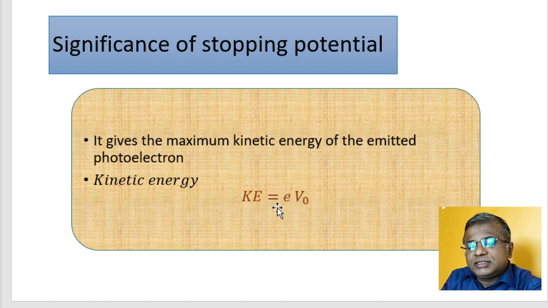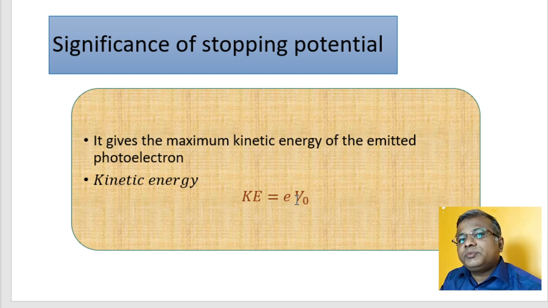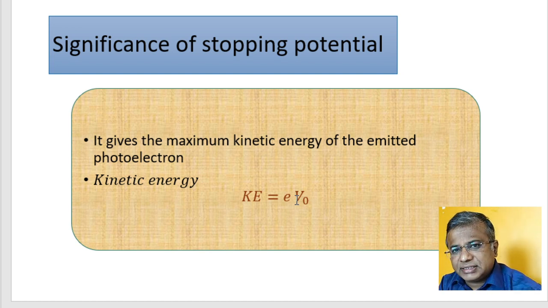This formula is very important: kinetic energy is equal to e times V naught, where e is the charge of the electron. So indirectly, if the stopping potential is more, it means the electron has more kinetic energy. If the stopping potential is less, it means the electron has less energy. It's similar to catching a cricket ball. If it is coming with very little speed, you can easily catch it. If it is coming at very high speed, you have to apply the same amount of energy in order to stop it.